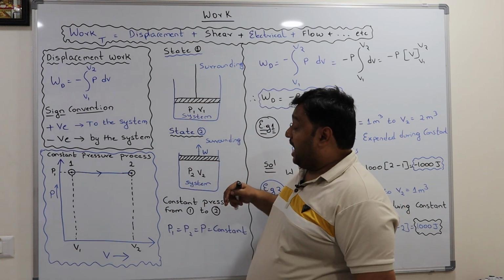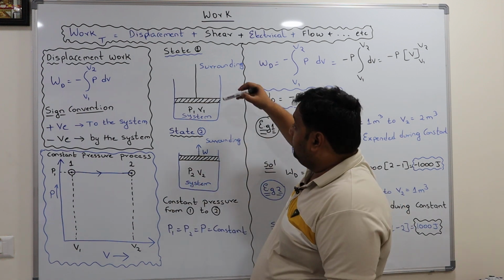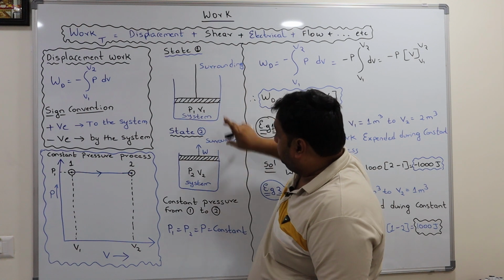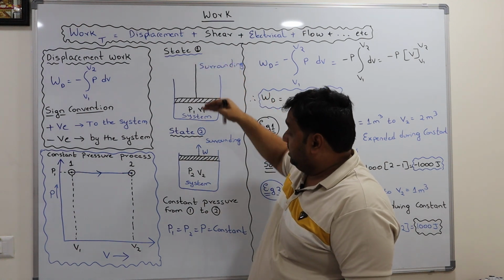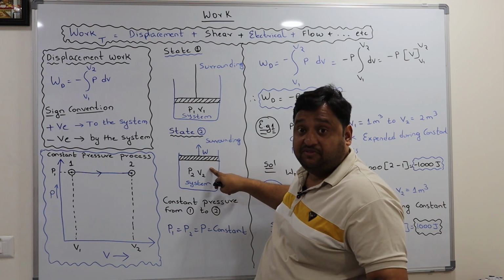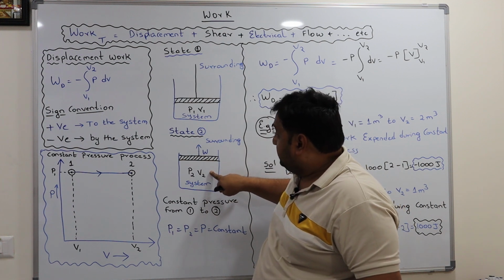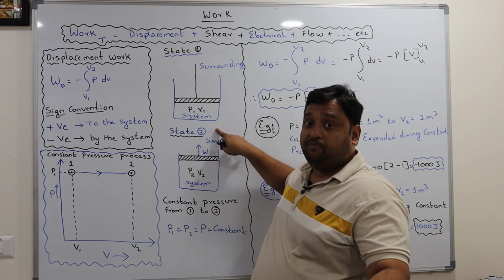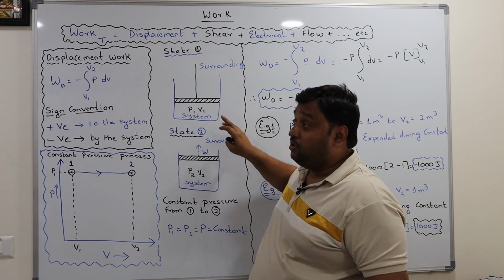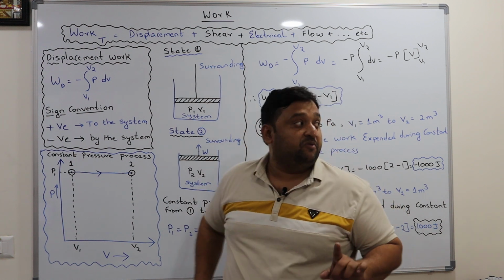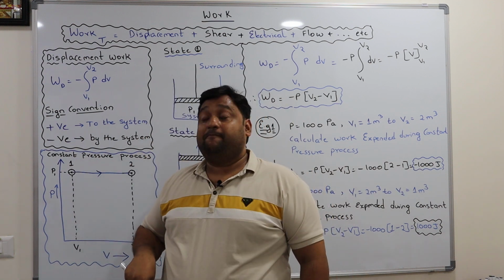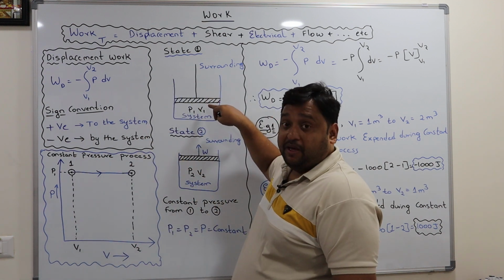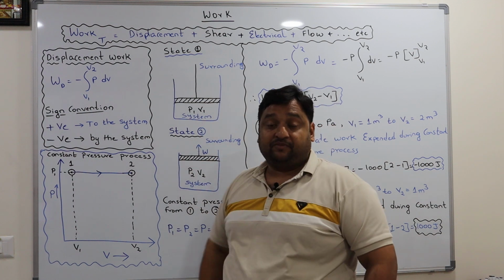It is true, as we have expected, right? Because of this expansion, the system has done something to the surroundings, because work has been transferred from this system to the surroundings. That means anything done by the system on the surroundings will automatically be negative. That is why you get minus 1000 joules of work involved in the expansion process from P1 V1 to P2 V2.